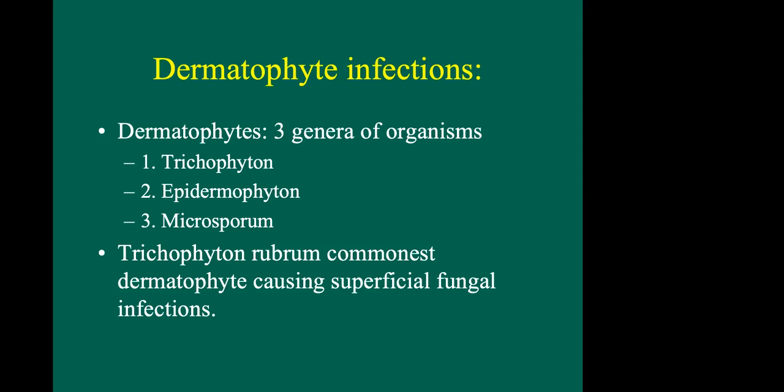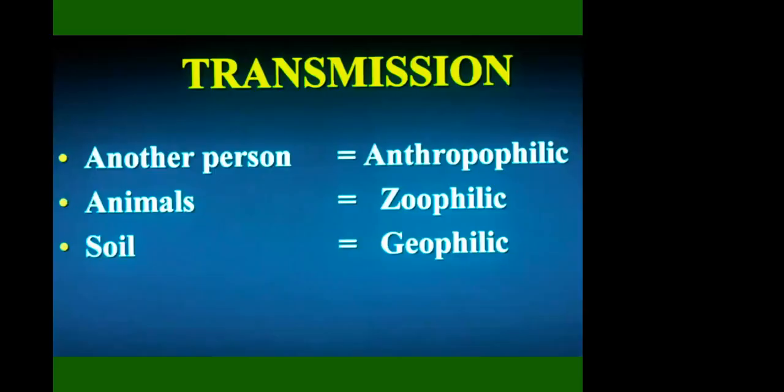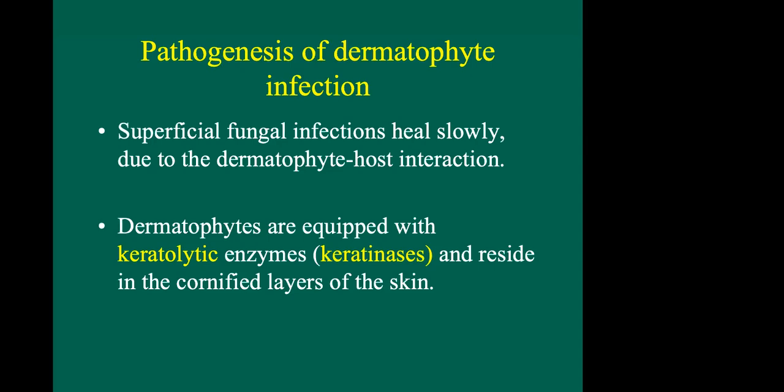Now, back to the dermatophyte infections, we've got mainly three genera. We've got Trichophyton, Epidermophyton, and Microsporum. And Trichophyton rubrum is the commonest type that causes a superficial fungal infection. And generally dermatophytes infect the skin, hair, and nails mainly. And in terms of transmission, you can get a transmission from one person to another. You can get it from the animals as well as the soil, because they are generally everywhere in the environment.